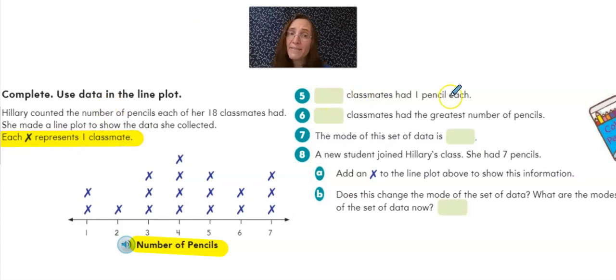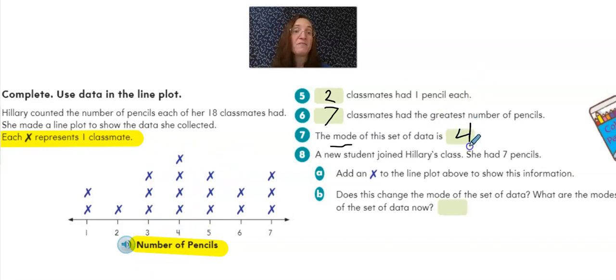So how many classmates had one pencil each? 2. How many classmates had the greatest number of pencils? Well, the greatest number of pencils had by anyone is 7, and 3 classmates had the greatest. We're looking for the mode now. Remember Edna Mode and the most? Which number happens the most? In this case, the tallest stack of X's is for the number 4.